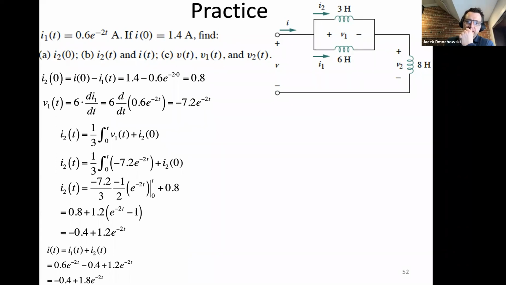We're still missing V of t and V2 of t, so we're still missing two more quantities. But remember what I said last time: we needed to convert those inductors into a single inductor to relate V to I. We can do the same thing here. So what is the equivalent inductance of this circuit?